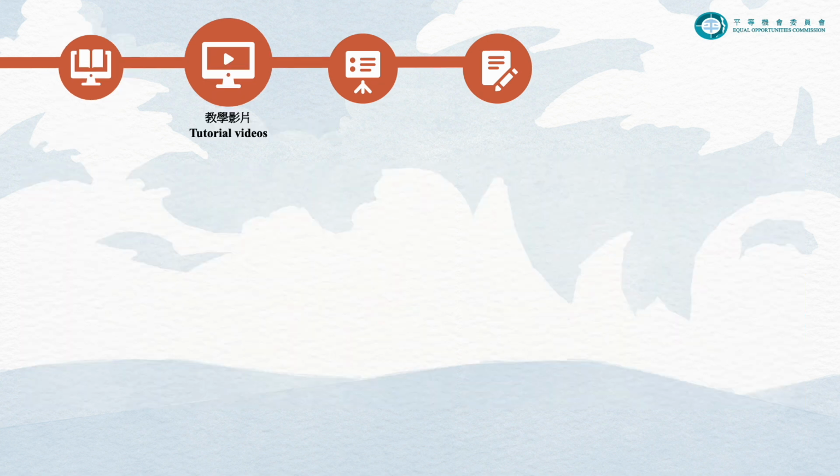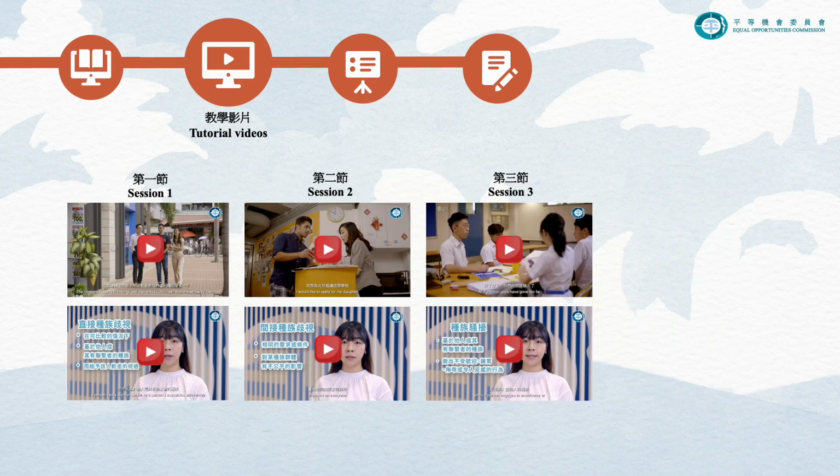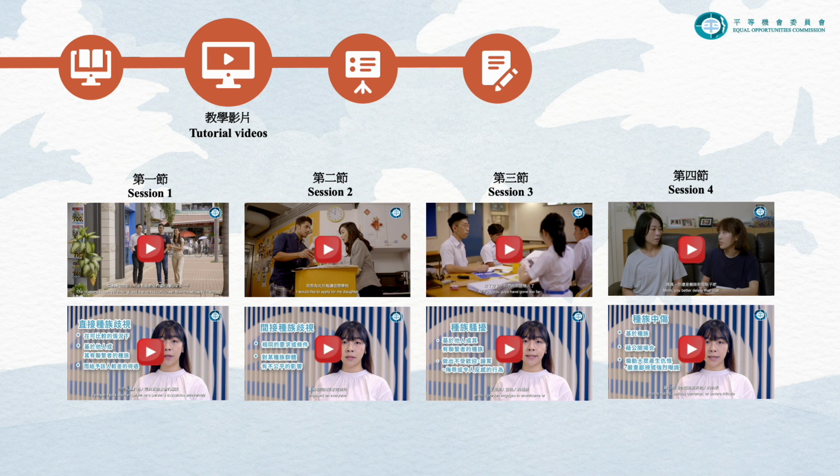As mentioned earlier, there are 4 scenario-based tutorial videos presenting examples of the unfair treatment non-Chinese people in Hong Kong face in everyday lives. There are 4 debriefing videos on explanation of the Race Discrimination Ordinance as well. These videos are in Cantonese, supplemented with English subtitles.